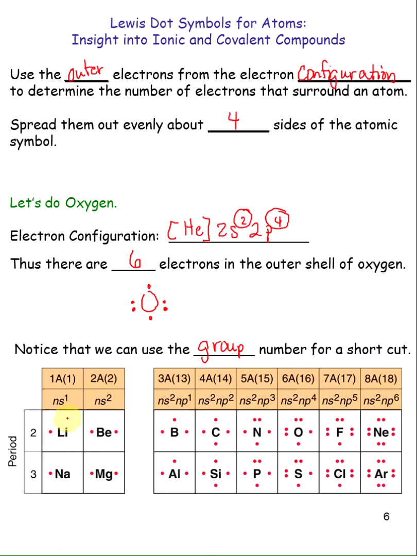So here is how we would do the other elements, just using the group number. The alkali metals only have 1 valence electron. The alkaline earth metals have 2. The boron group has 3, and carbon 4, nitrogen 5. The oxygen group, also known as the chalcogens, have 6. The halogens have 7. And then the noble gases have a filled outer shell, so they have 8 electrons around them.